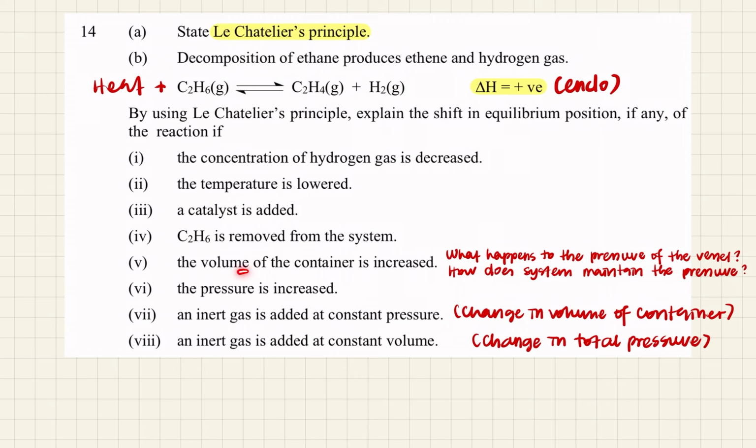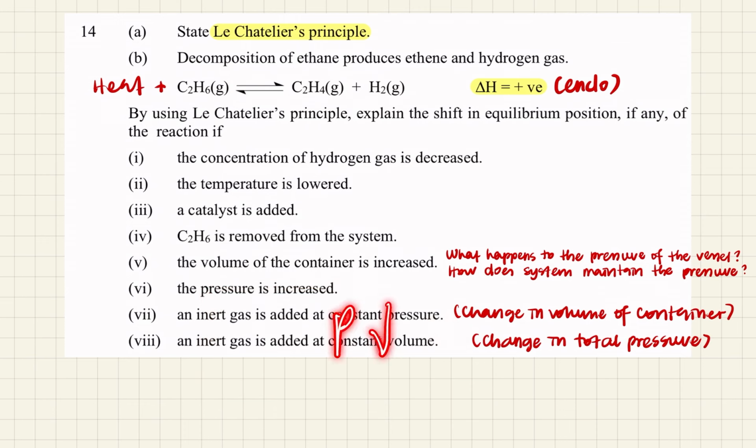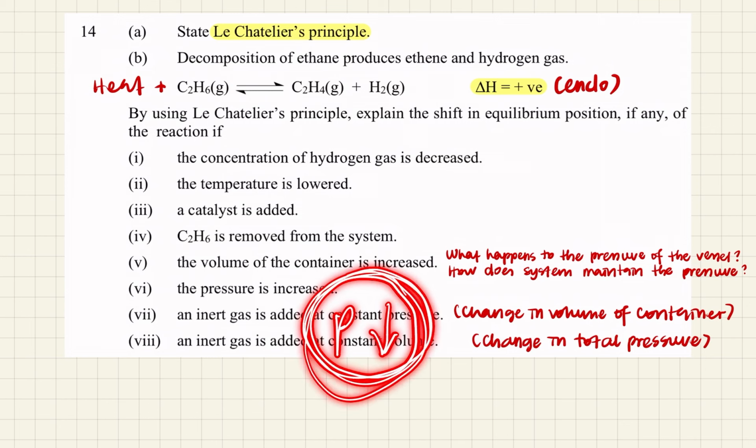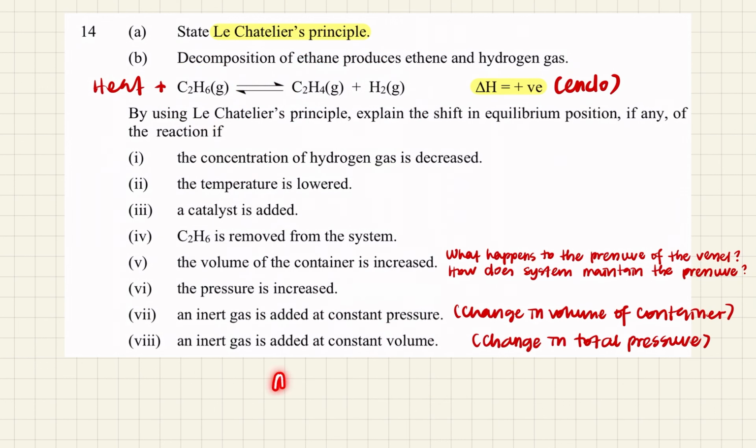Okay. Next, volume of container is increased. So if the volume of container is increased, what happens to the pressure of the vessel? So kalau container tu makin besar, maksudnya pressure akan decrease. So if pressure is decreased, your system will try to increase the pressure again. So how do we increase pressure? Okay, when we are talking about pressure, we will look at the number of moles, on your left and right. So on your left you have 1 mole. On your right you have 2 moles.